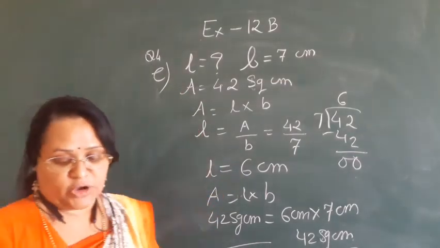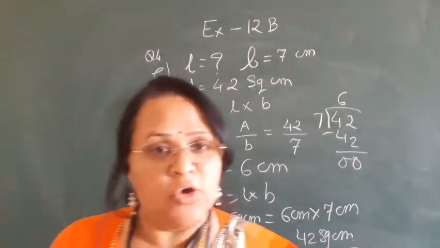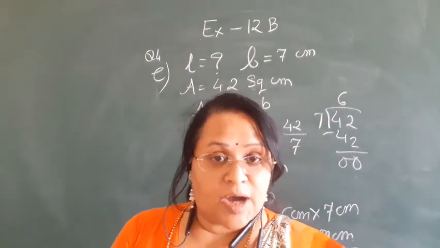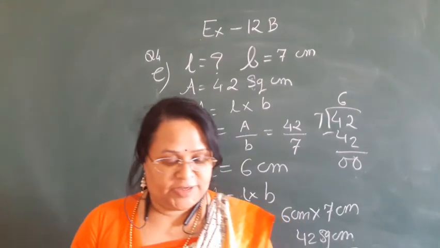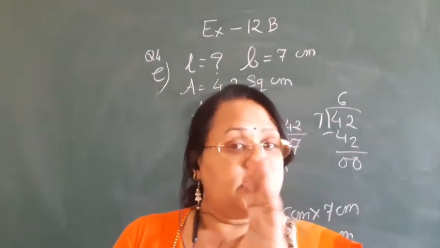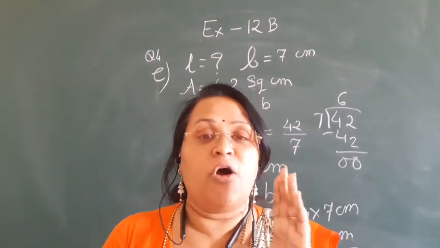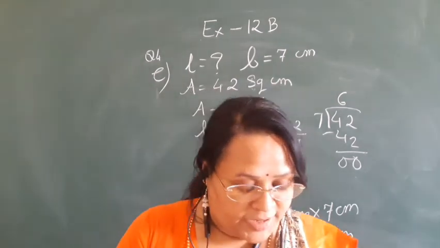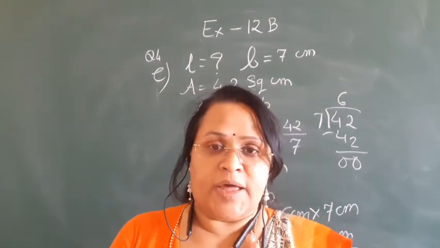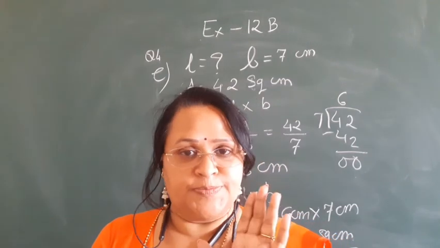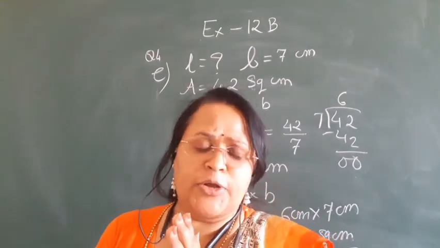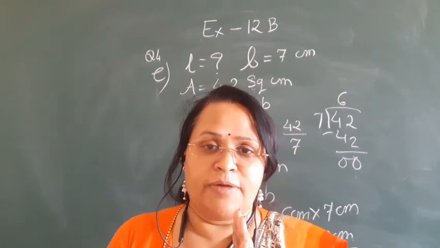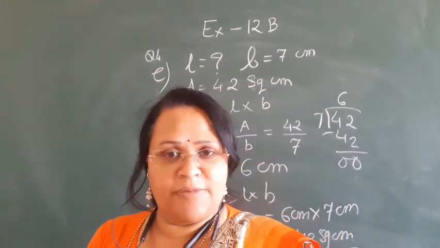In this way we have to solve question number 4. Got it? So here we complete the area of rectangle. The formula of area of rectangle is length into breadth. And area of square is side into side. You can write length into breadth also, but the sides are the same, so we can write area equals side multiplied by side.